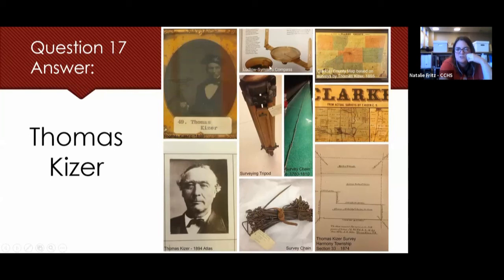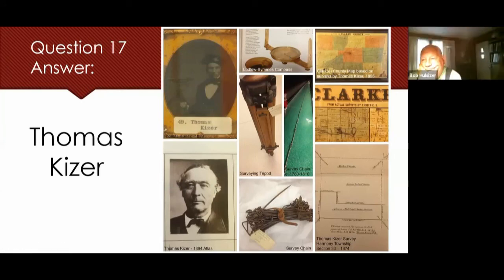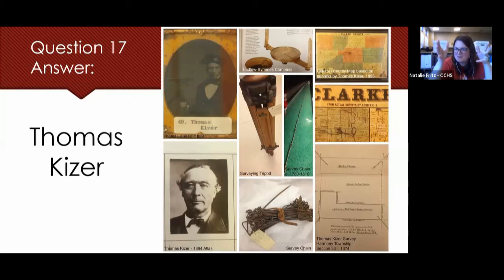lot of the different surveyors that had used the compass, because it was used to lay out large parts of the country. I can't remember offhand exactly which ones. But Kaiser had helped lay out a lot of what became Clark County. And you can see this is from surveys. This is what's at the top of the map.